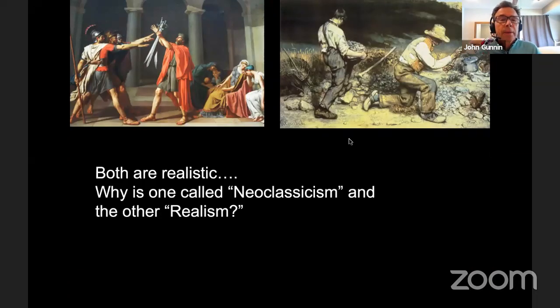Okay, to look back, I wanted to talk a little bit about the word realism, because sometimes people call Courbet social realism. You might see it like that on the internet or in a book, but the Jacques-Louis David painting is in fact done very realistically. So why is this particular style realism?